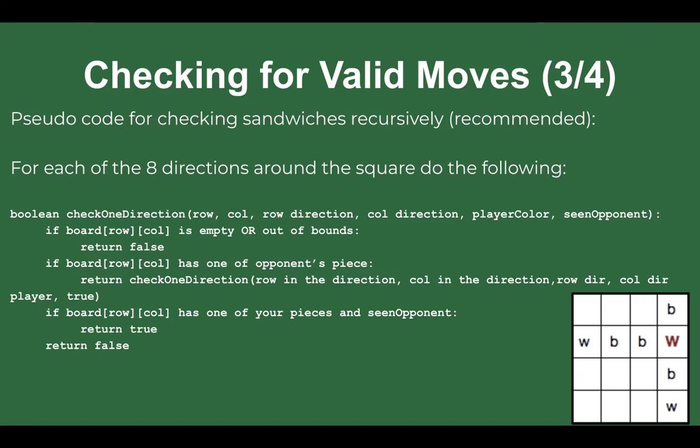So you basically check first, like we were talking about, to see if this is even a valid square to move at all. So to make sure it's empty, not out of bounds, that kind of thing. And then you check if the board square has one of the opponent's pieces. And then if so, you continue in that direction, but you pass in true for seenOpponent. And then if you have seen the opponent's piece and the next square is your own piece, then you return true. And that's how you can do a little recursive checking in one direction.